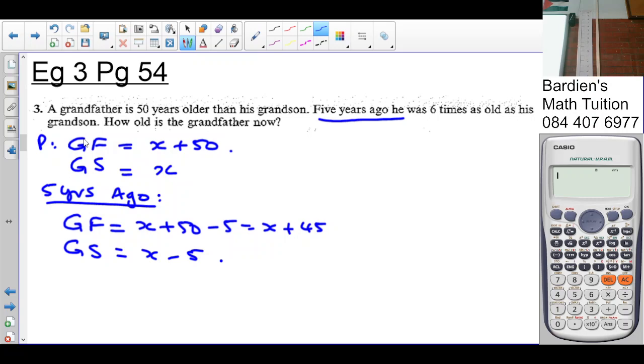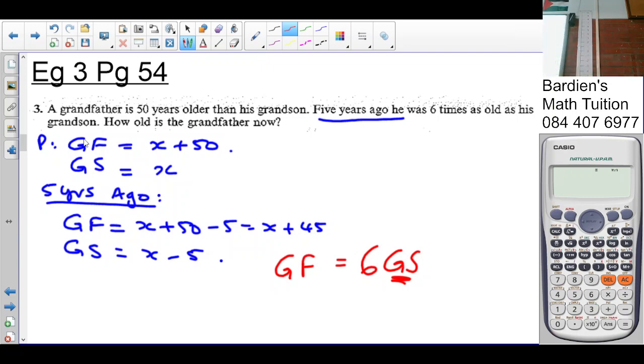5 years ago, he was 6 times as old as his grandson. So if you look at the equation first, grandfather equals grandson. Where does the 6 belong? In front of the grandfather, or in front of the grandson? Grandson. Why? Because whatever the grandson's age is, you multiply it by 6 to get the grandfather's age. Does it make sense?